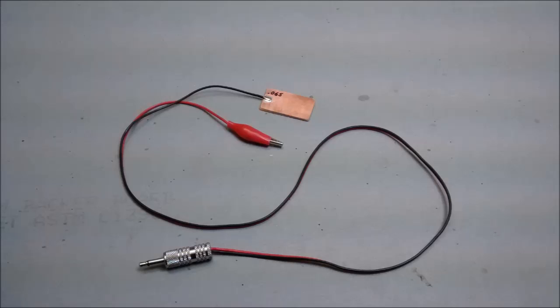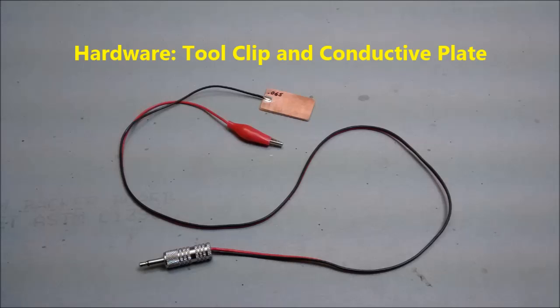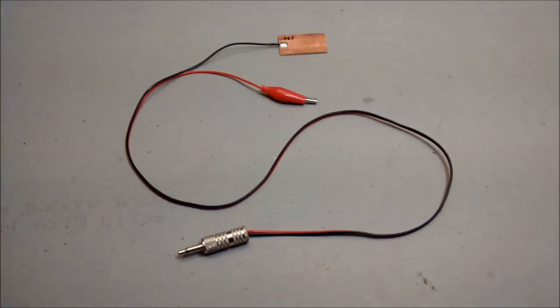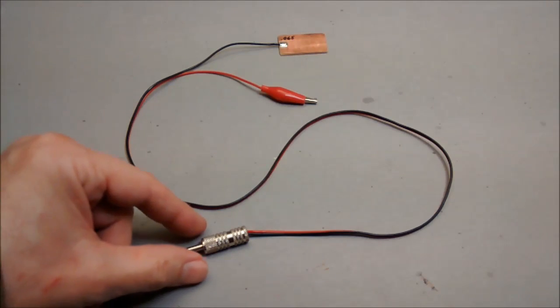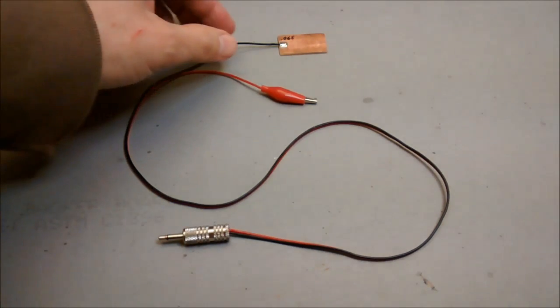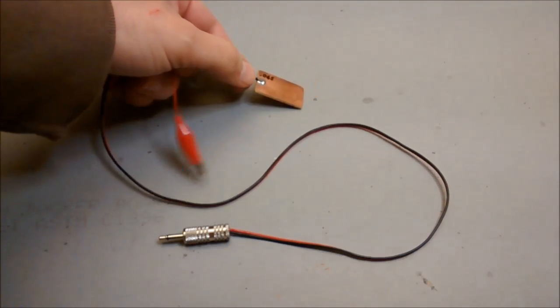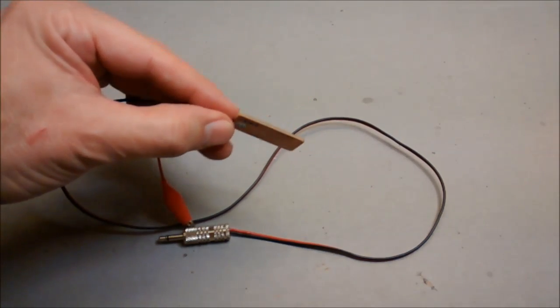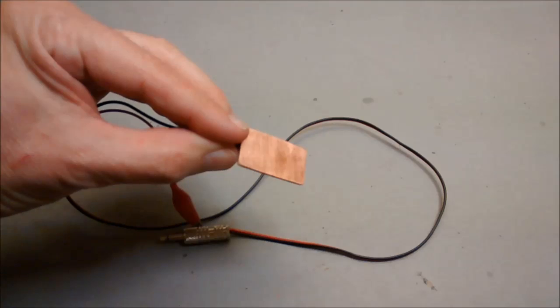You will need to add some hardware, an alligator clip to connect to the tool, and a conductive plate. For the plate, I'm using a small piece of copper-clad circuit board. I've soldered a wire to the top surface. Measure the thickness of the plate. In this case, it's 0.065 inches.